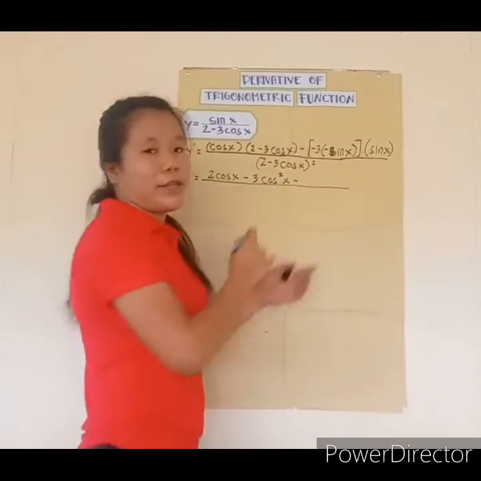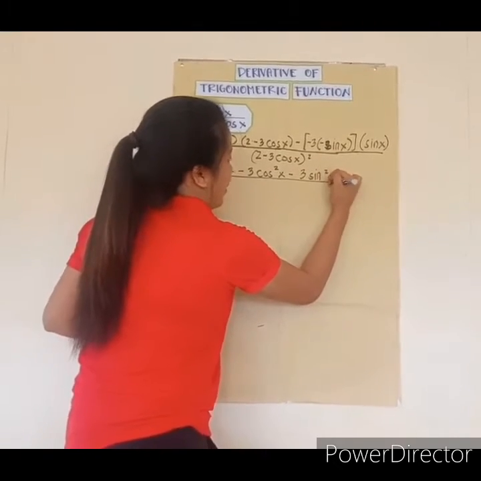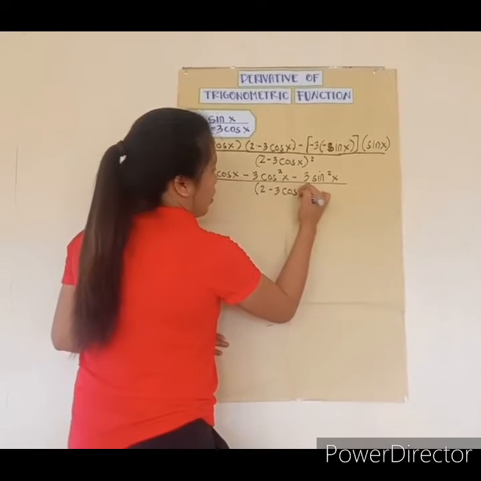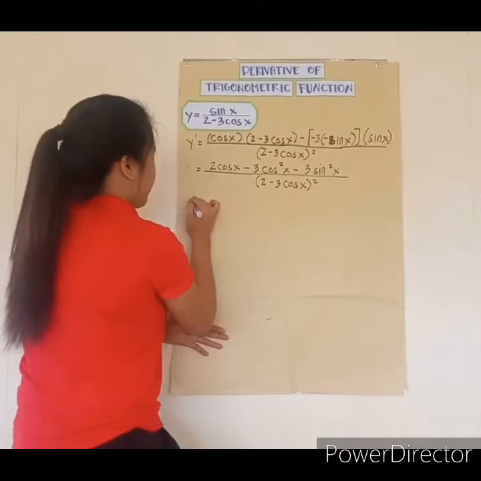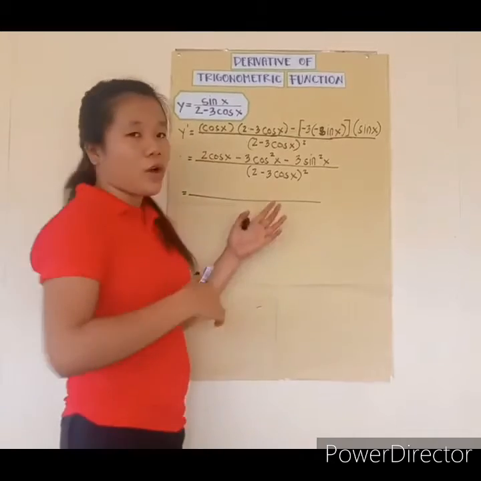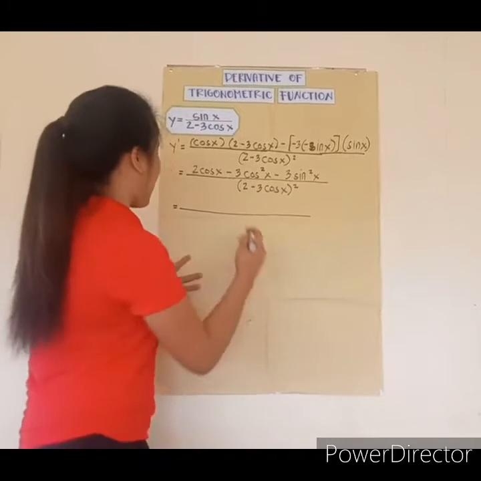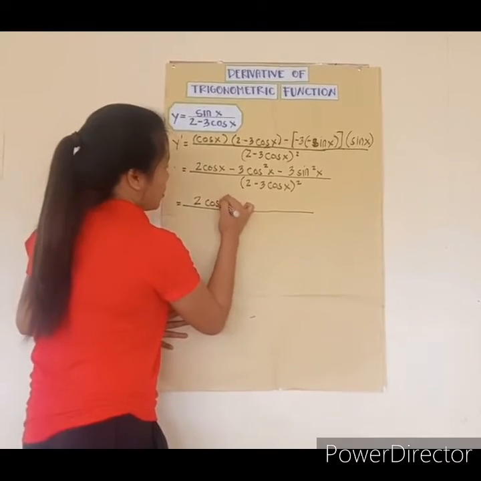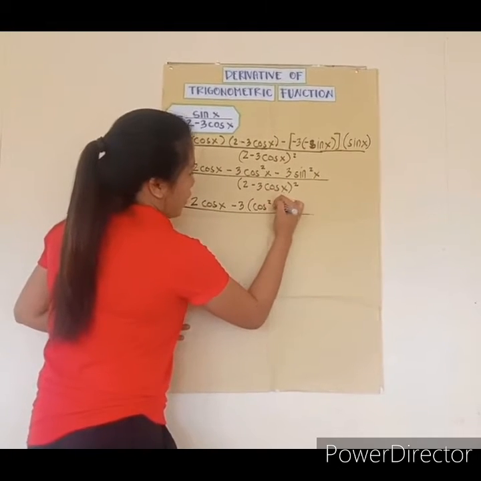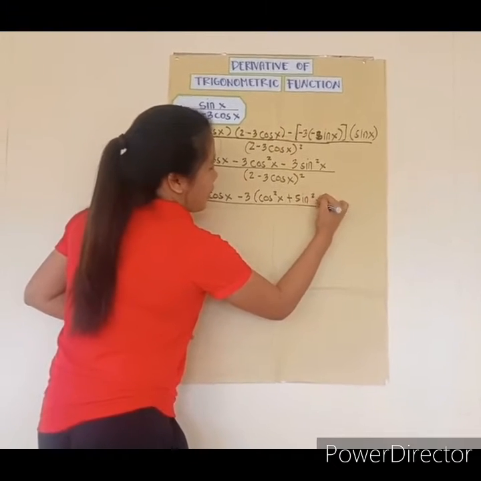When we distribute, the negative value will become negative 3 sin squared x over (2 minus 3 cos x) quantity squared. Then, let's see if there's a common factor. We can see there's a common factor between negative 3 cos squared x and negative 3 sin squared x. So it will become 2 cos x minus 3 quantity cos squared x plus sin squared x.